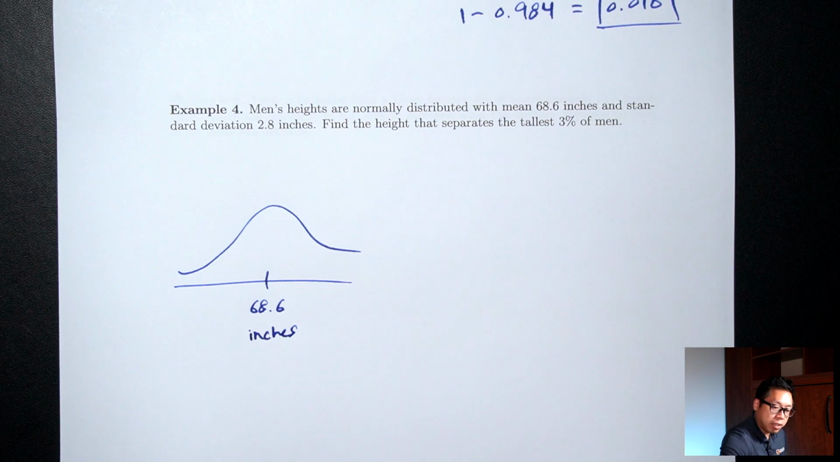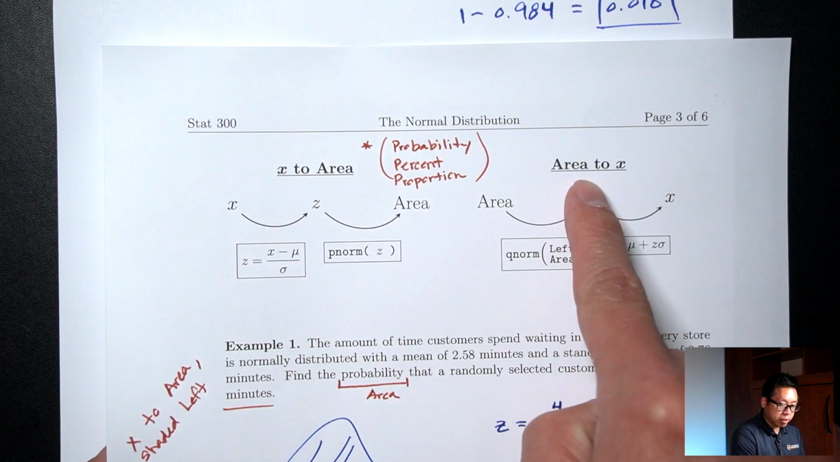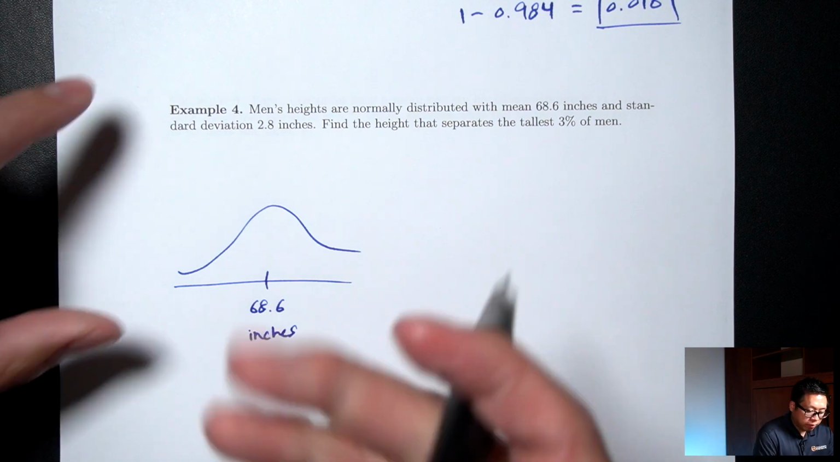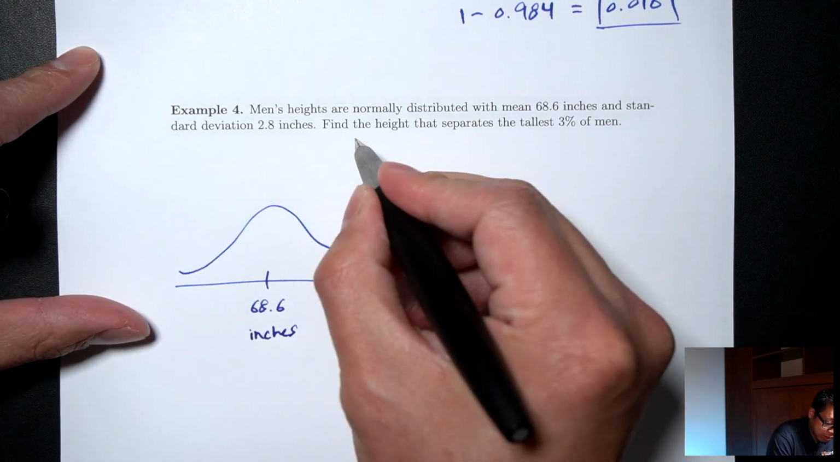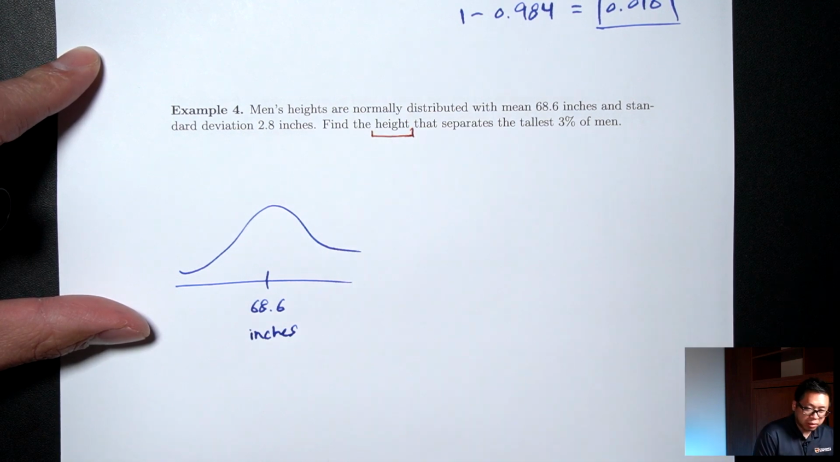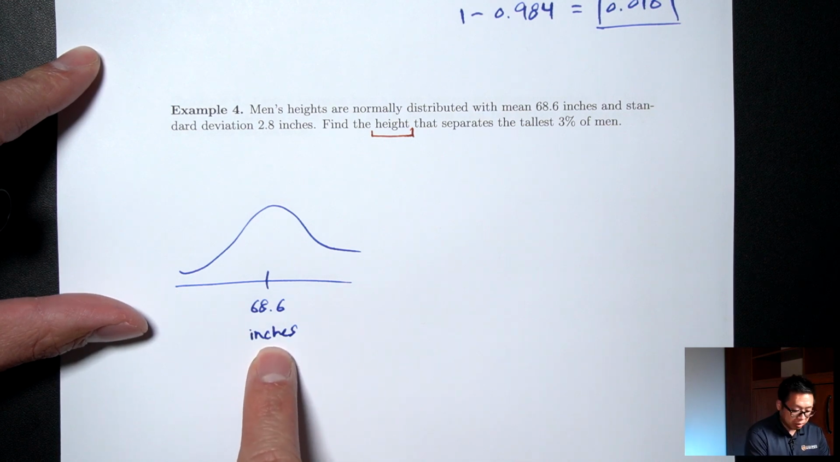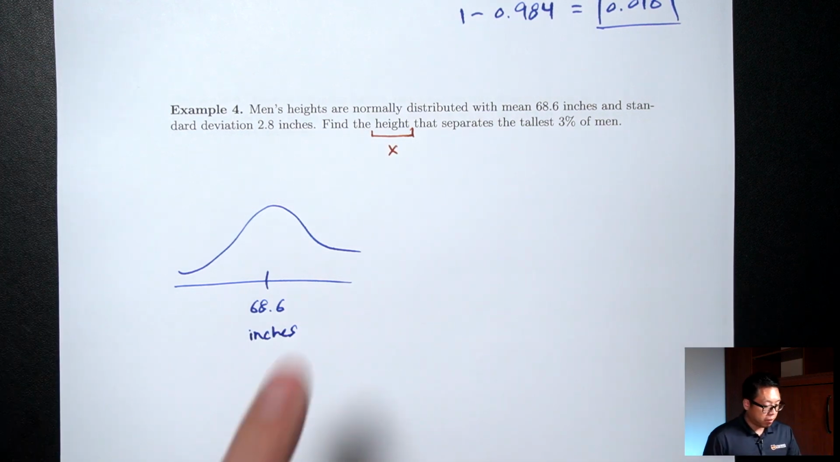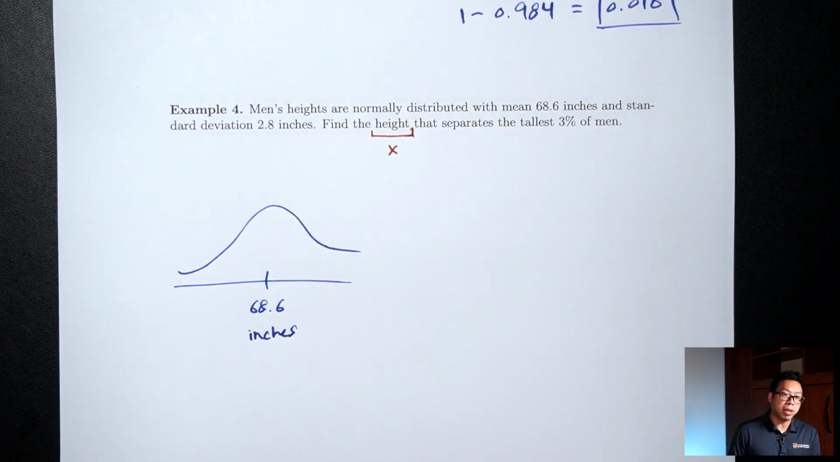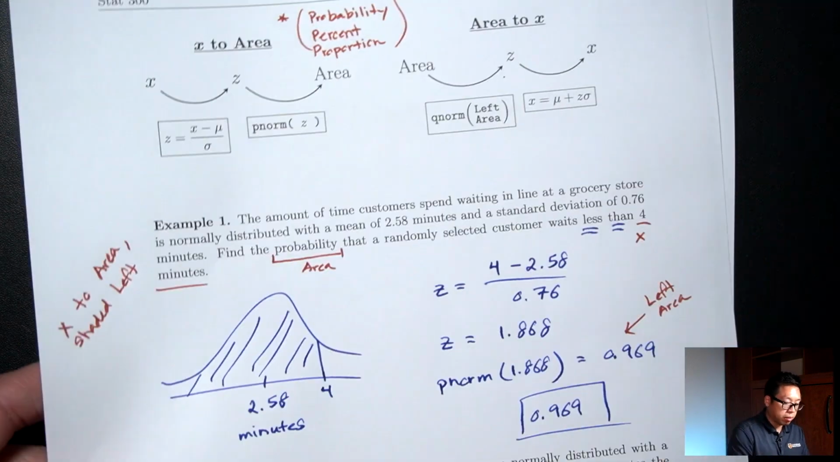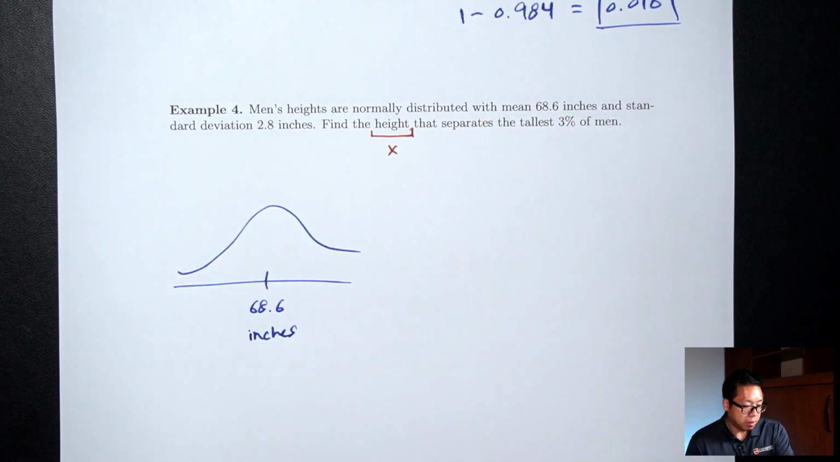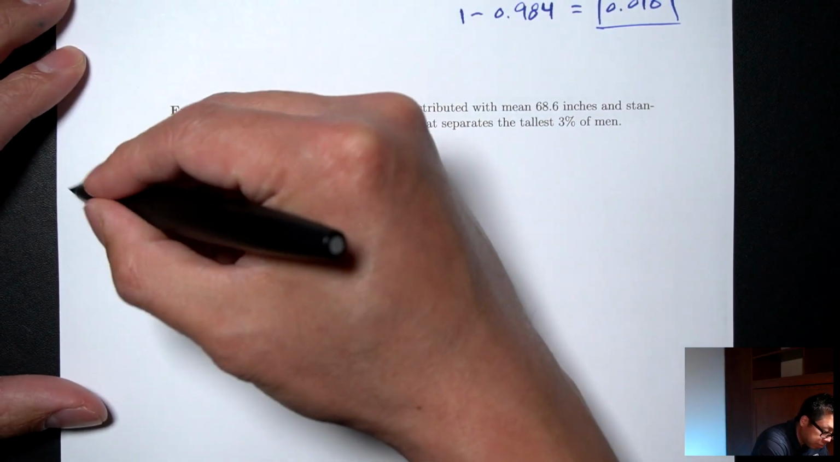Next thing I need to decide is whether this is an x to area or an area to x. Let's read that last sentence, the question. Find the height. Is the height an x or is that an area? Inches, which is height, is the x. So this is saying find the x, so I want x as my final answer. Which one ends with an x, x to area or area to x? Area to x. So this is going to be an area to x question.